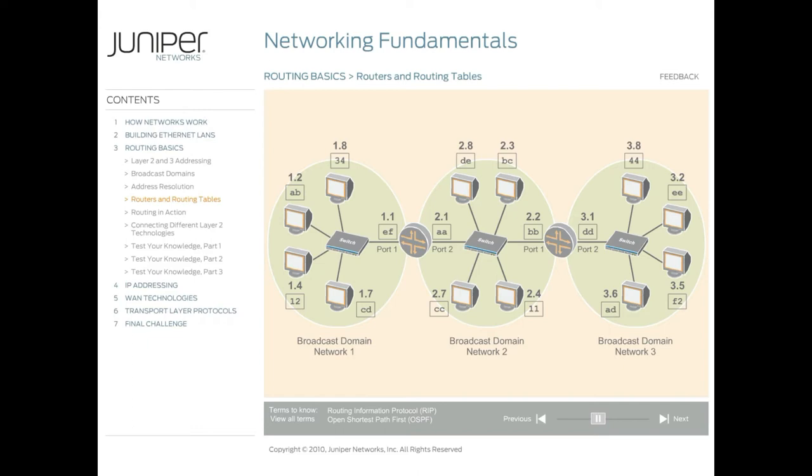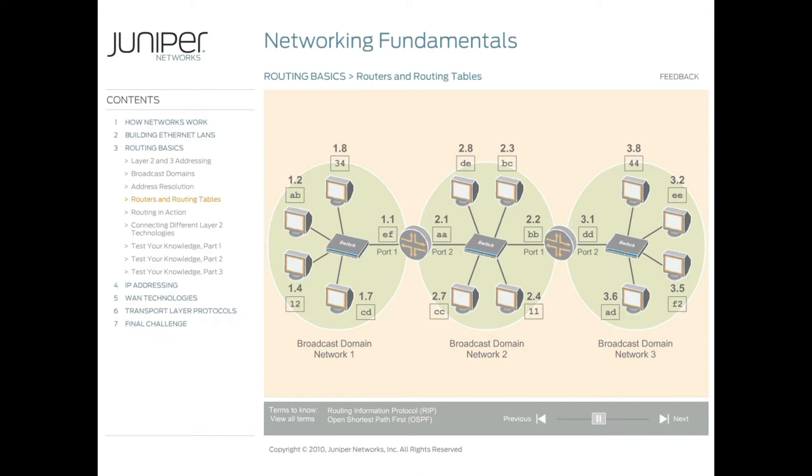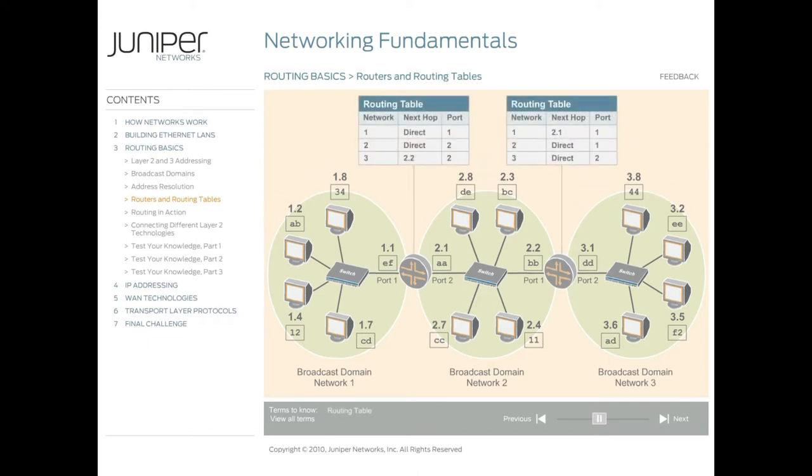With either approach, a router stores this network location information in a routing table that includes all possible destination network numbers and how to reach them. Each entry in the routing table includes the destination network number, the next hop along the way to the destination network, and which port or interface on the router should be used to reach the next hop. The next hop address either indicates that the destination network is directly connected to the router or provides the address of another router on a directly connected network.